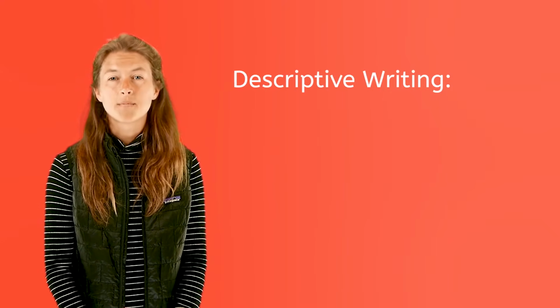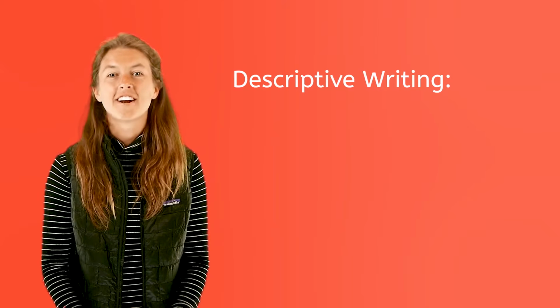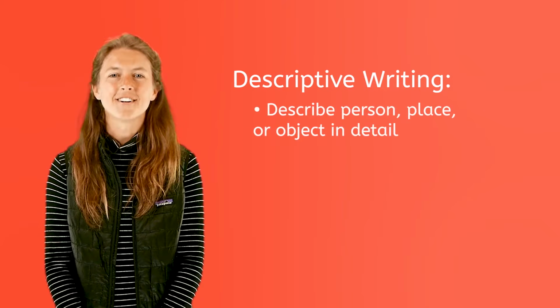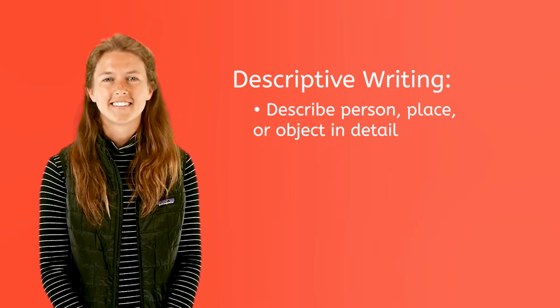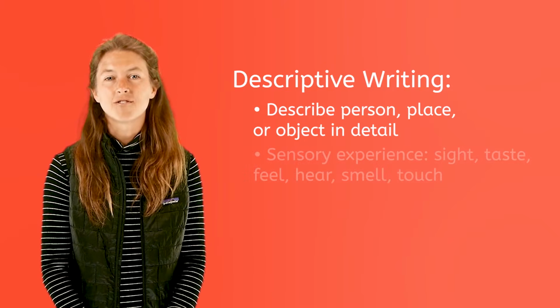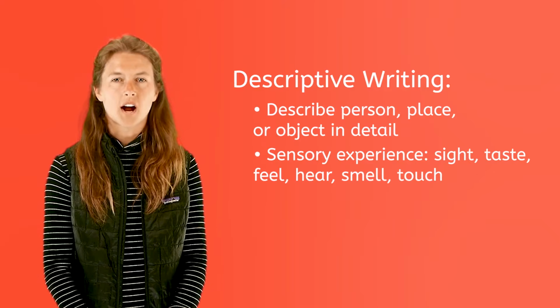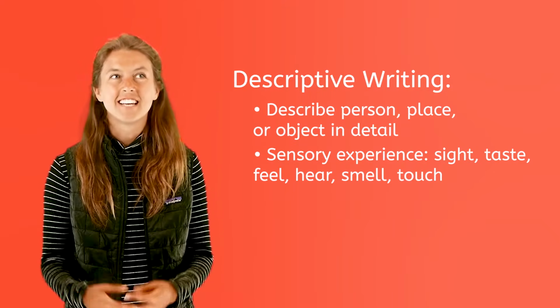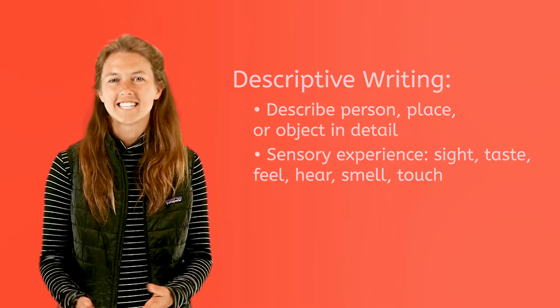Descriptive writing paints pictures with words. It is a very colorful form of writing where you describe a person, a place, or an object in great detail. The purpose is to have the reader experience what you are describing as though they were actually able to see, taste, feel, hear, smell, or touch.